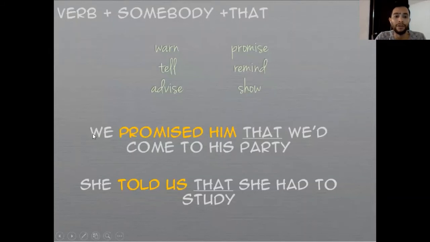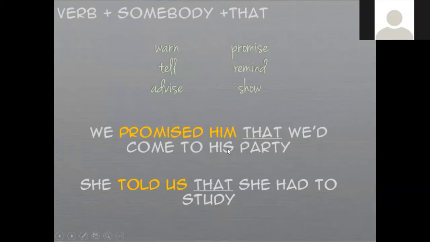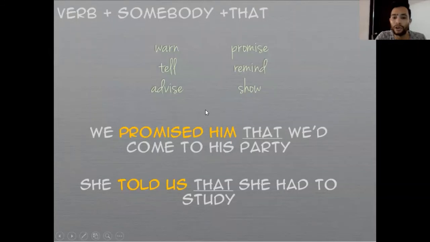Like for example, we promised him that we'd come to his party. You can also drop it if you want to. You can say, we promised that we'd go to his party, right? It's also possible, no problem. But you can also use the object if you want to. Or she told us that she had to study, right? You can also use it.